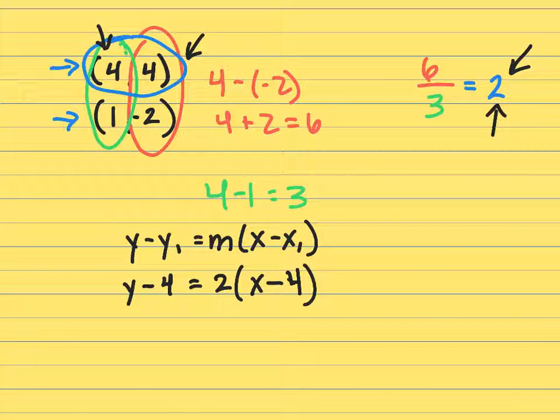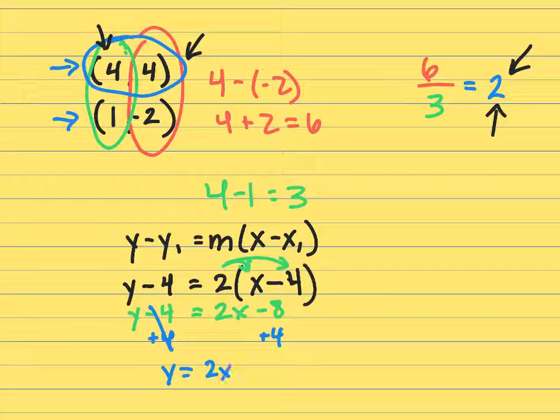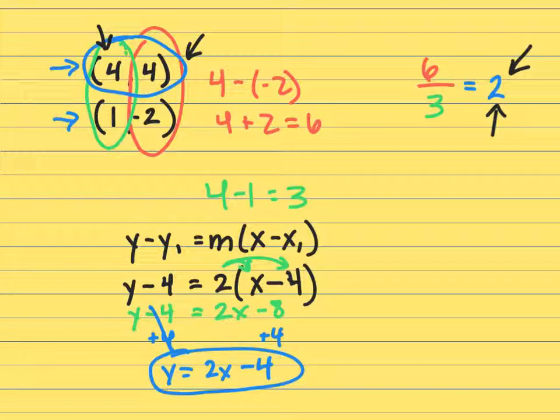Now I simply need to solve for y, so I'm going to distribute this 2, get 2x minus 8, y minus 4 over here, and then add 4 to both sides. Y equals 2x minus 4. And that is how you solve if you're just given 2 points.